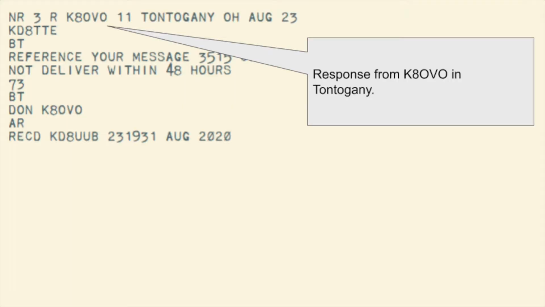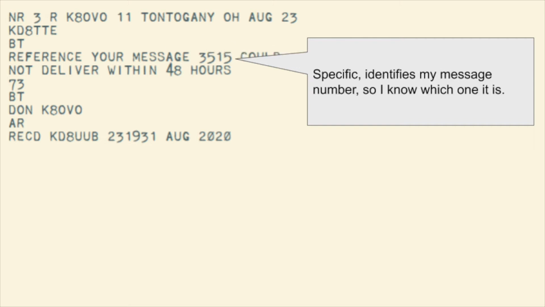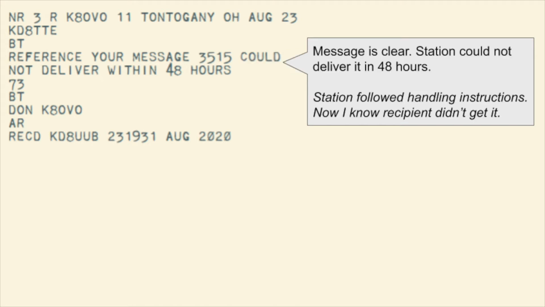The response that I got was from station K8OVO in Tontogany, Ohio, and we have information that is very specific. It refers to my message number, so I know exactly which one it is, and then it gives me specific information. It's not vague. It says could not deliver within 48 hours. That tells me everything that I need to know. There's no big conversation. There's no explanation necessary. I know what I need to know.